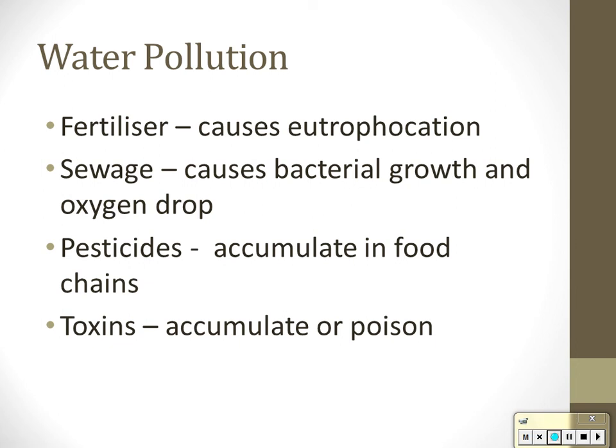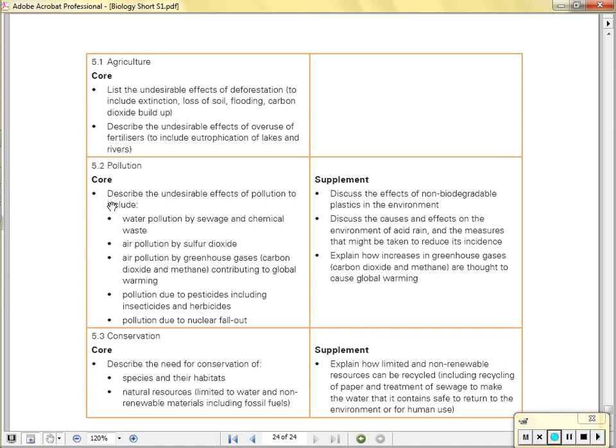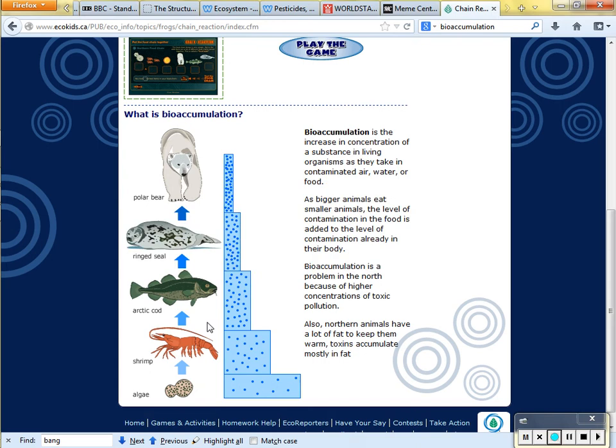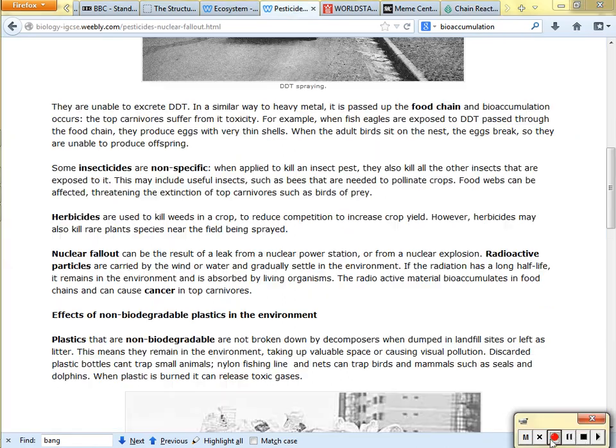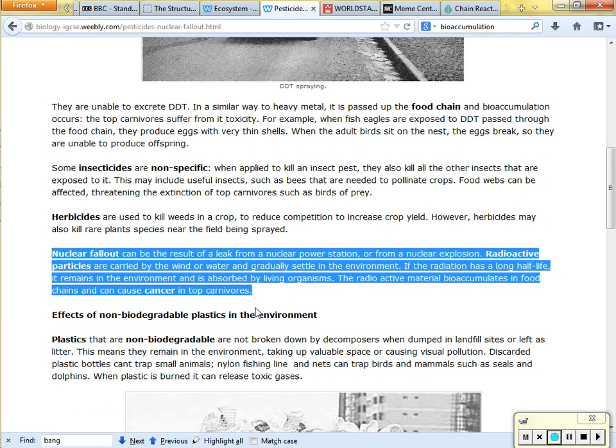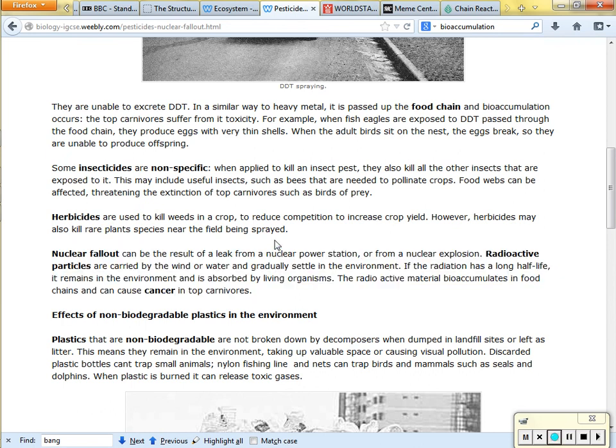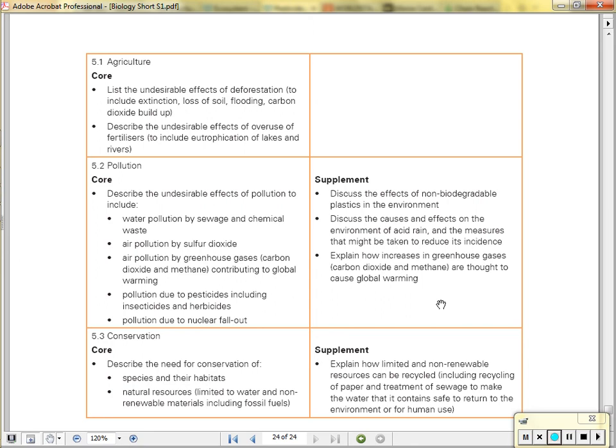What's next? Pollution due to nuclear fallout. That one is kind of weird actually, but let's look at it. So nuclear fallout, just exactly what you're thinking. Radiation poisoning and cancer that accumulates in food chains and causes cancer in the top carnivores.